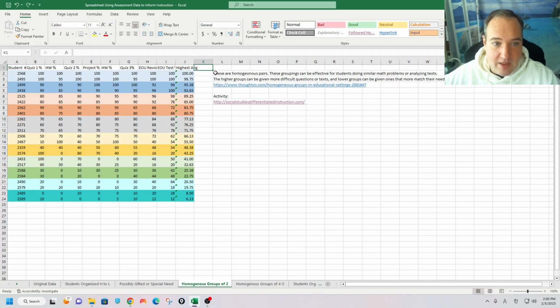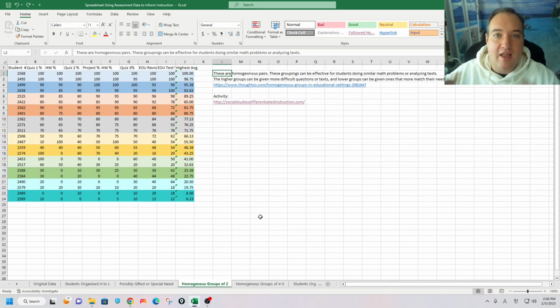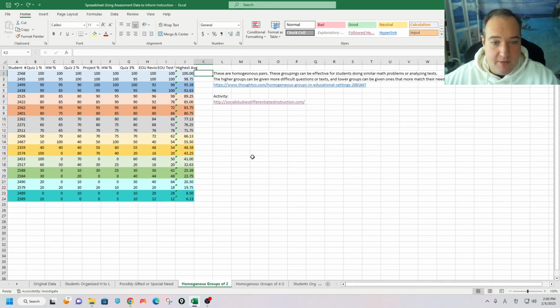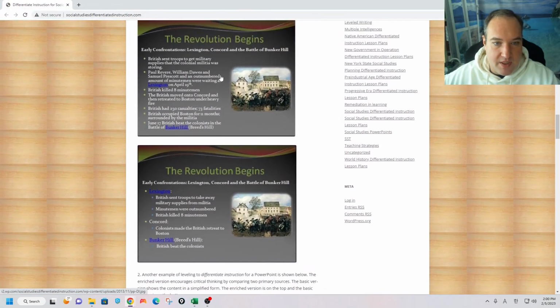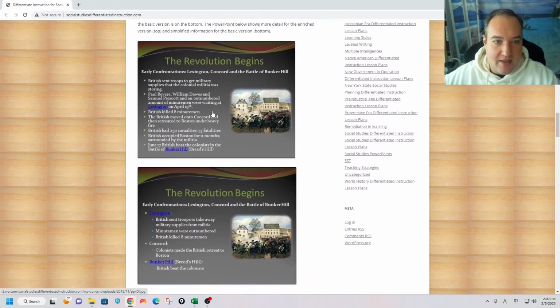Some of the options I say here, like this is good for math problems or analyzing texts. I mean, you can do that for a lot of the groupings. A lot of these will overlap. So I chose an activity for each group that I think matches that group well, but there will be some overlap. So for homogeneous groups of 2, I chose this activity, which is the paired reading, and they should read the information and disseminate it together.